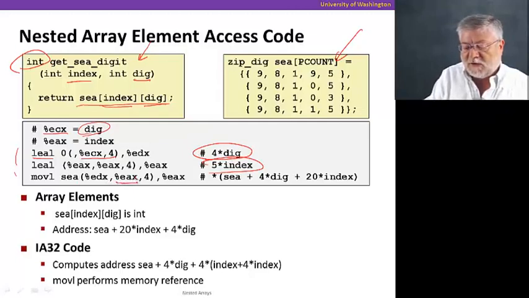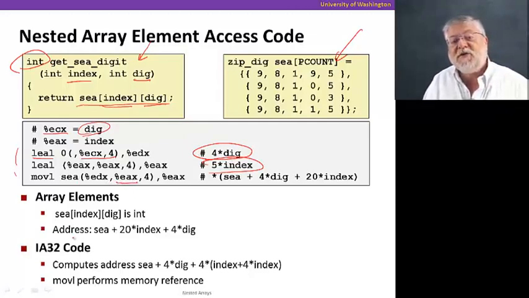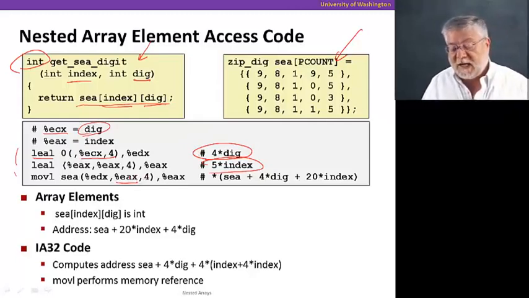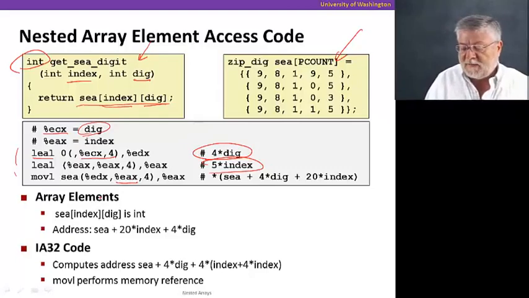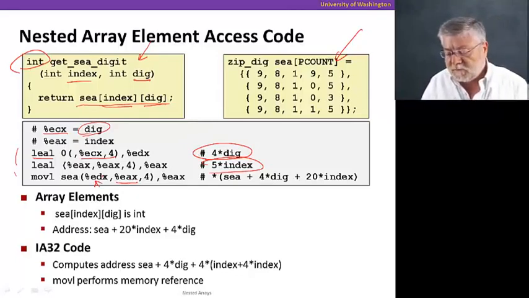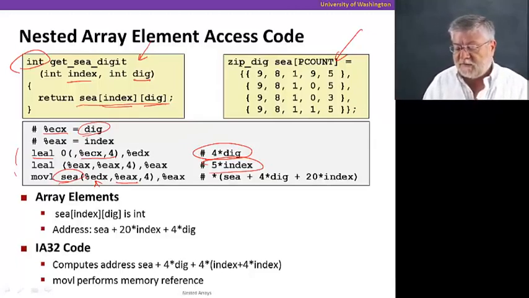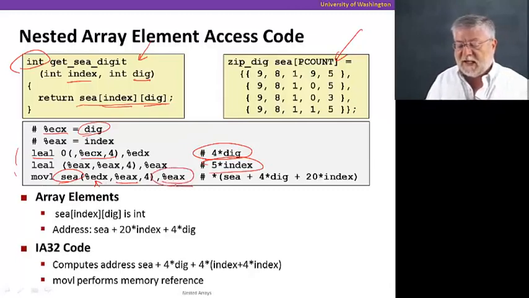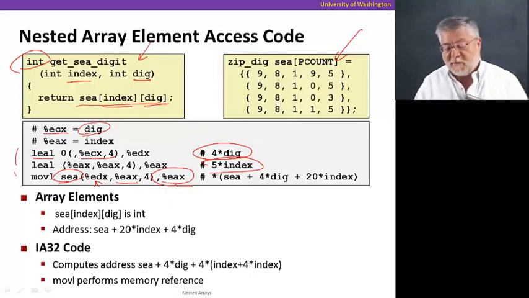So you see here, we'll take that 5 times the first index, 5 times I value, and multiply it by 4 to get 20 times I, or 20 times the index. Add to that the 4 times digit that we stored in EDX. And that gives us the complete offset into the array, and then we just need the starting address of the array to add that to get us to the right memory location. We get the value at that memory location and store it in EAX, ready for returning from our procedure.